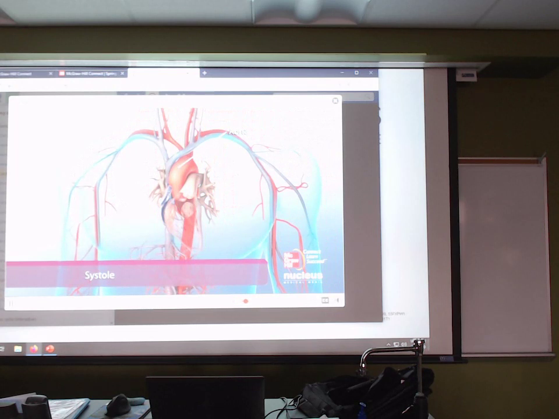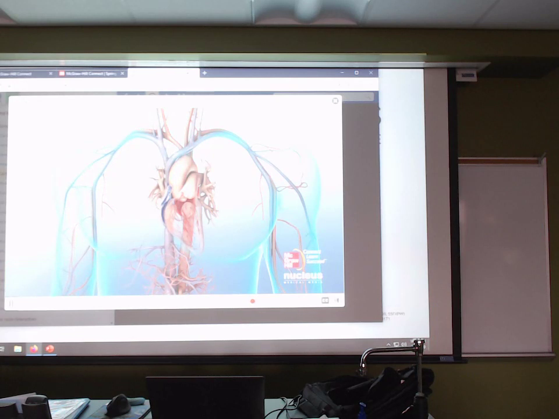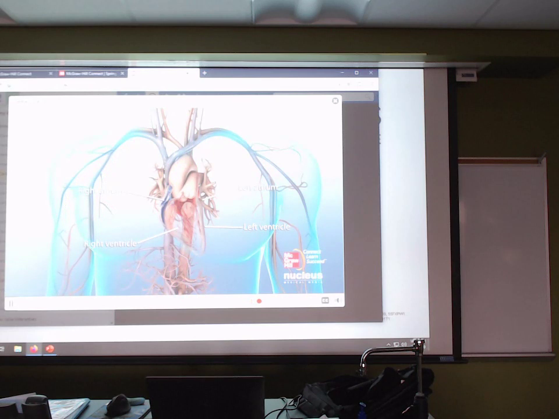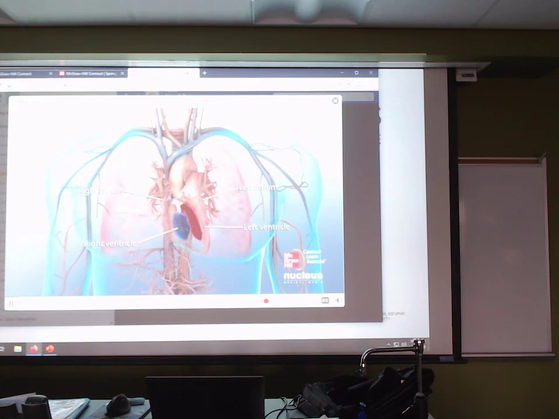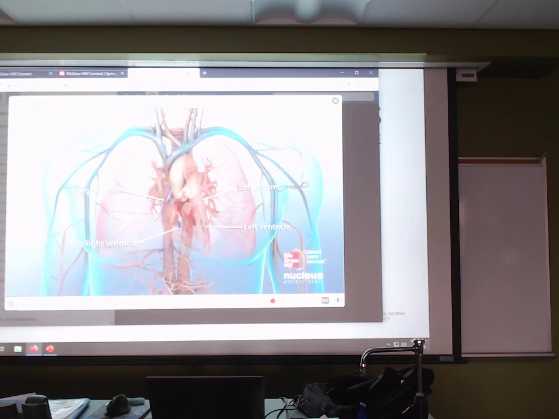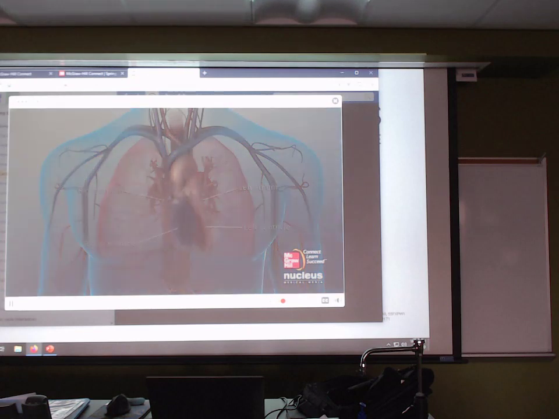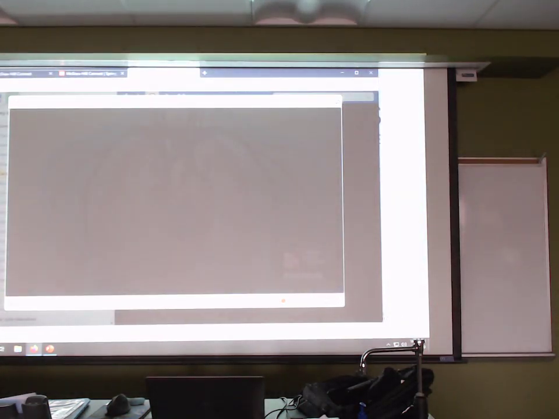After ventricular systole, the cardiac cycle begins again as both the atria and ventricles enter diastole to allow the heart to fill with blood. Normally, this cycle repeats 60 to 100 times a minute. Basically, that's your heartbeat. That's what's happening when you check your heartbeat.